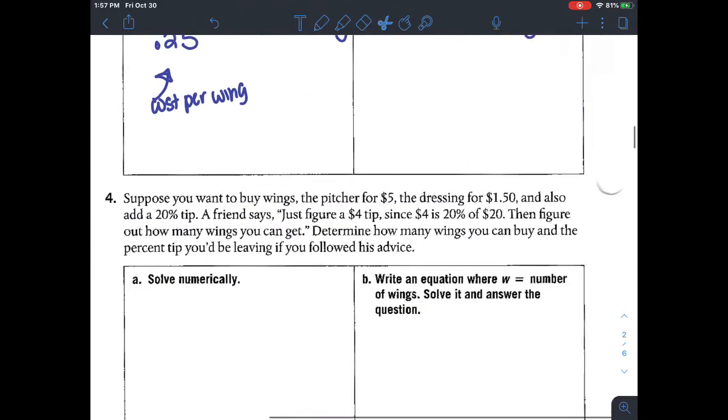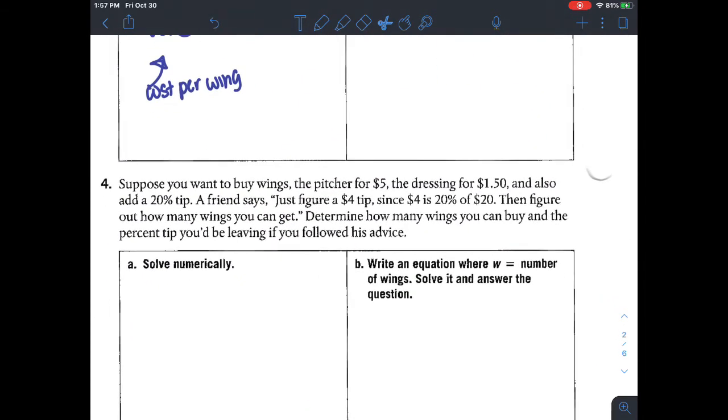Okay, now adding more detail. Suppose you still want to buy those wings, you still want to buy your drink, you still want to buy the dressing, but you also want to leave a 20% tip.